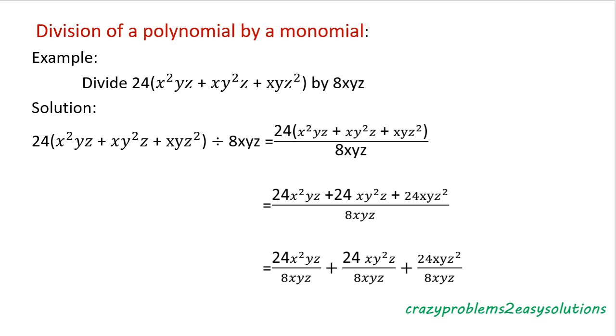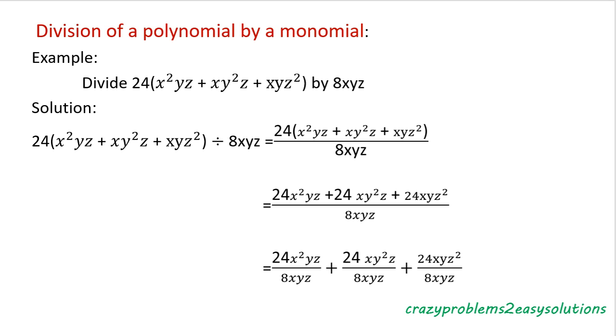Next, the division of a polynomial by a monomial. So divide 24 into x square yz plus xy square z plus xyz square by 8xyz. So solution: here 24 is common in the three terms. We should take the 24 outside the bracket.